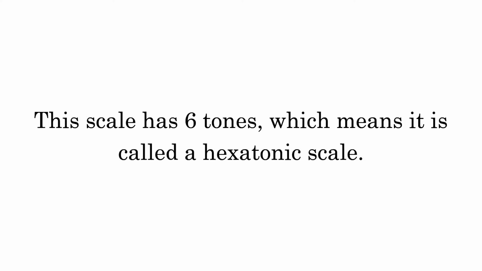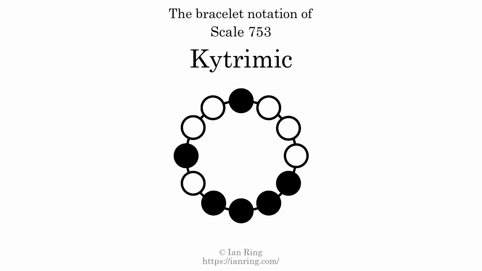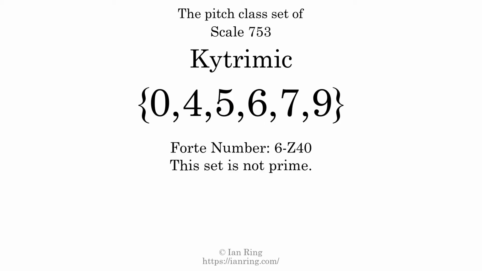This scale has 6 tones, which means it is called a hexatonic scale. This is a bracelet notation diagram of scale 753. The shaded circles represent tones that appear in the scale, and they are read clockwise, starting at the top. The pitch class set for this scale is 0, 4, 5, 6, 7, 9.